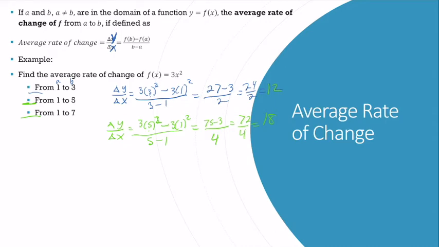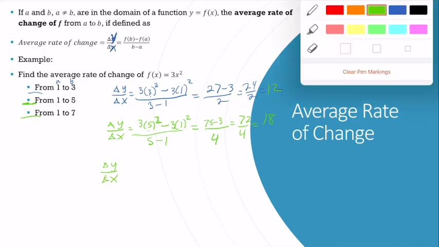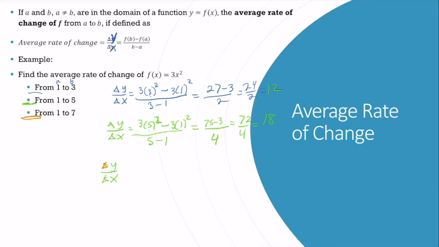Next, if I look at the average rate of change from 1 to 7, I'm going to look at the change in y over the change in x. Let's change colors for posterity. 3 times 7 squared minus 3 times 1 over 7 minus 1 gives me a denominator of 6. 7 squared is 49 times 3 is 147 minus 3 gives me 144 divided by 6 is 24.